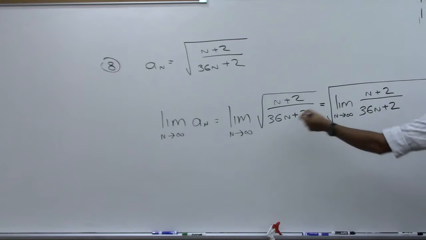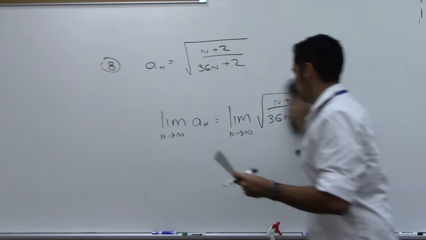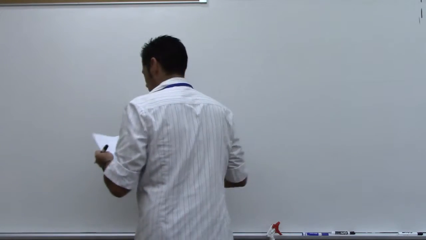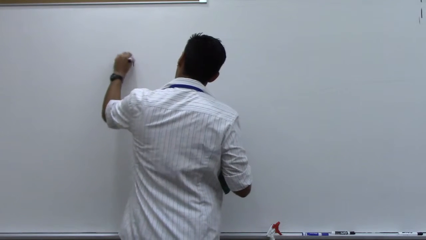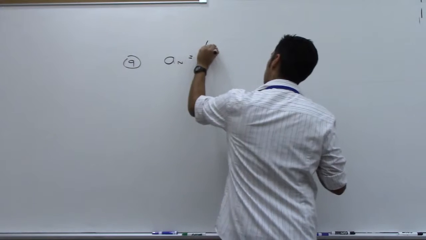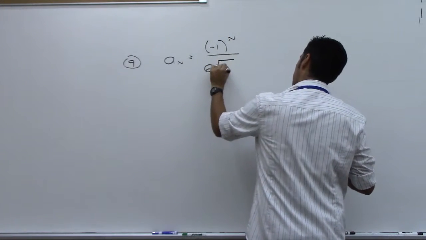Because if you can move the limit inside the root, then all you have to do is the limit of this, and that's like number 6. So, all right, what else? Number 9. 9's interesting. 9 says you've got a sub n equals negative 1 to the n over 6 root n.